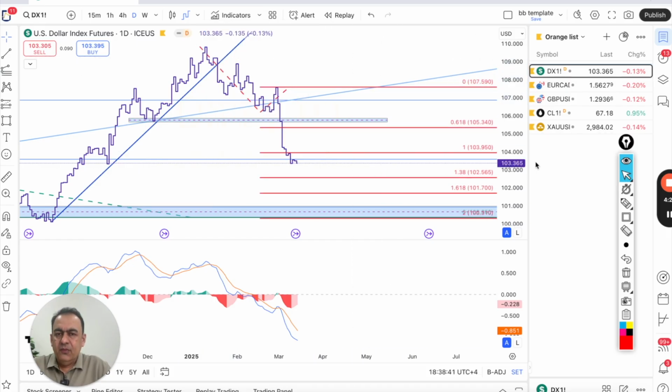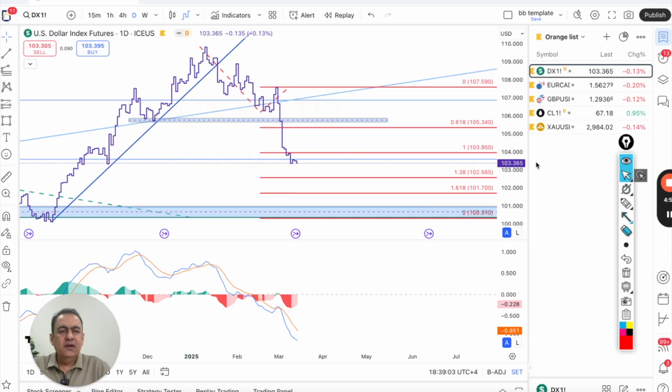Now with the help of fib extension, I can say that the trend is definitely downwards and the sellers will continue at least towards the 161 mark. So the dollar index can fall to 101.70, and I can see a major confluence coming at the $100 mark, which is again a big psychological number.